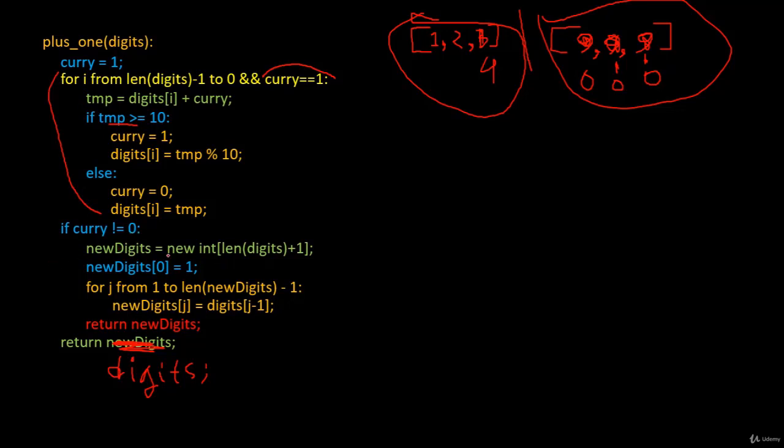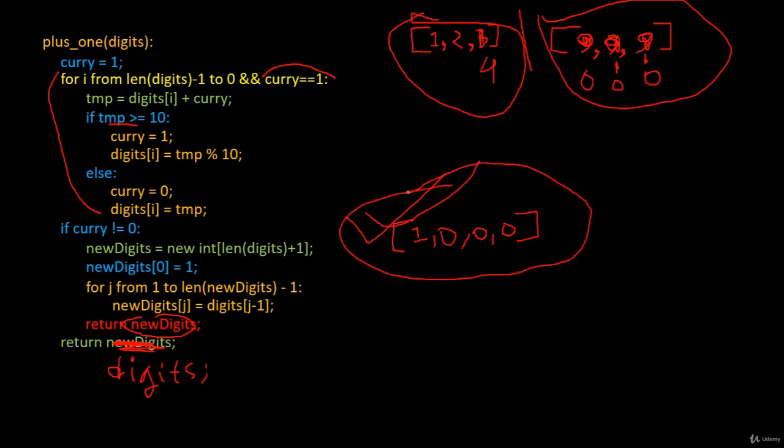So then we're going to declare a new array, new digits. Let's suppose that this is our new array. Then we fill up the first index with 1. Then we copy whatever values we have in the digit array, so here we have 0, 0, and also 0. Okay, in this case, we return this new digit array, and this is the return array.